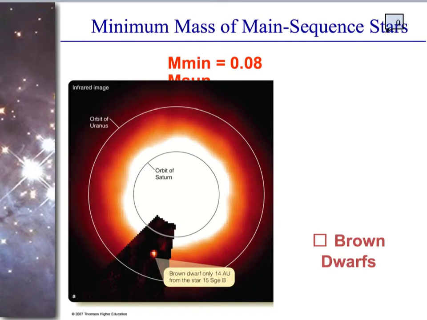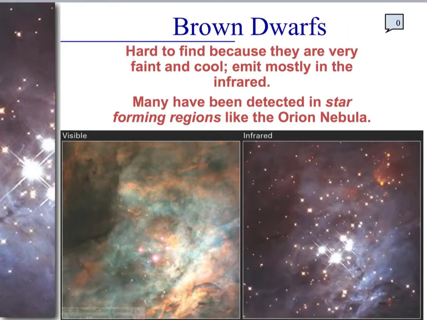But in order to actually have fusion happen in a star, which is what signals the birth of a star, you have to have 8% of the sun's mass, which is 0.08 the mass of the sun, which is the lower mass limit for any star. So here we can see in the visible, and then the same image in Orion's belt in the infrared. It's much easier to detect these.